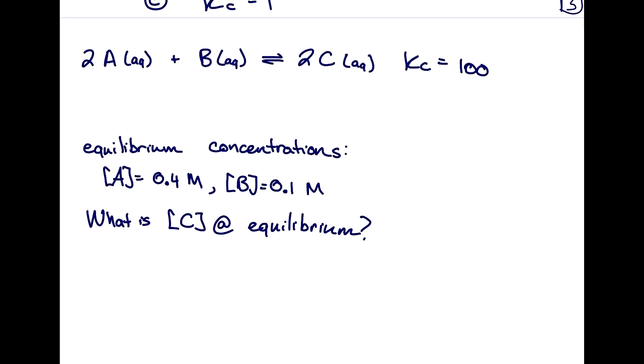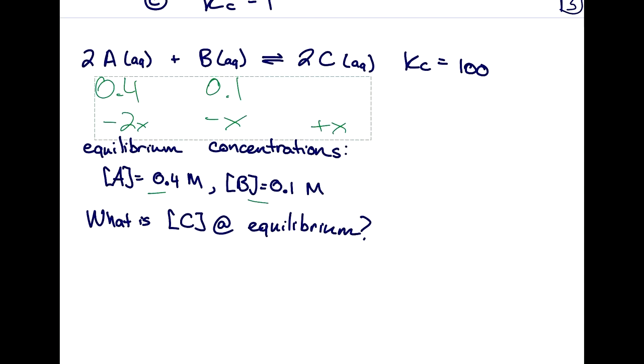Because what I got during the online homework stuff is a lot of students saw these numbers and would do an ice table and then do minus 2x, minus x, plus x, when they really didn't have to. These are equilibrium concentrations. We already have the E line, so you don't have to do all of that.